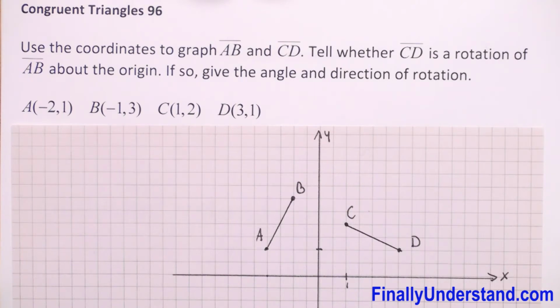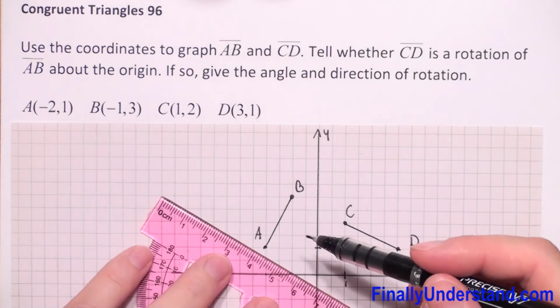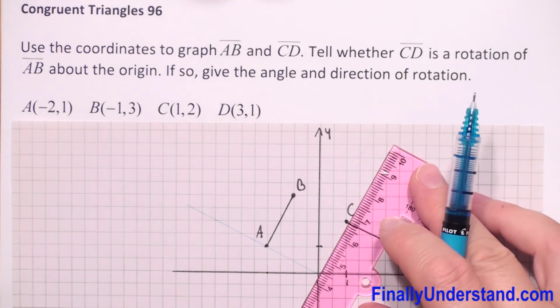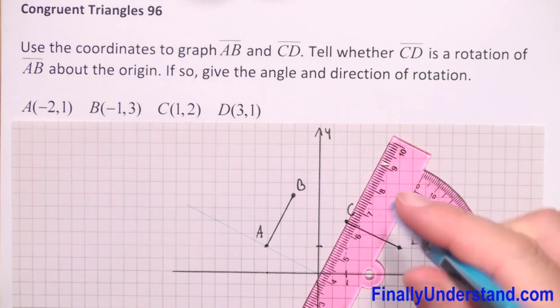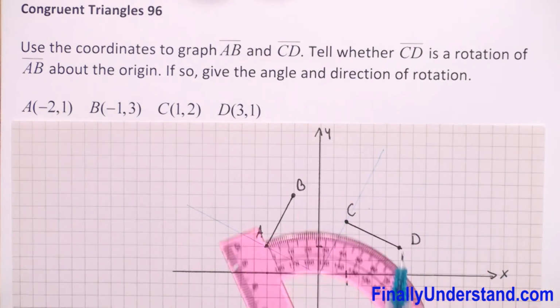So now we have to use a protractor and check if every point of our segment is rotated by the same angle. So to do this we have to use a protractor. First we will draw the line which passes through point A and origin, and now we will connect origin with point C. We will draw the ray, and now let's check the angle.